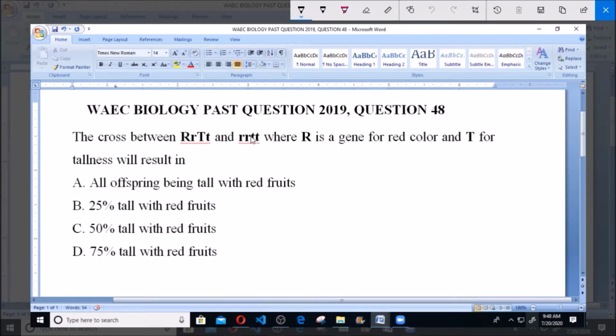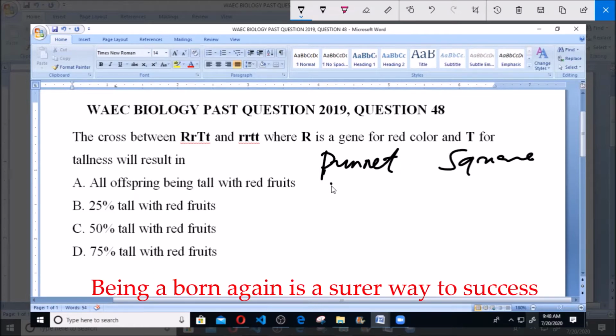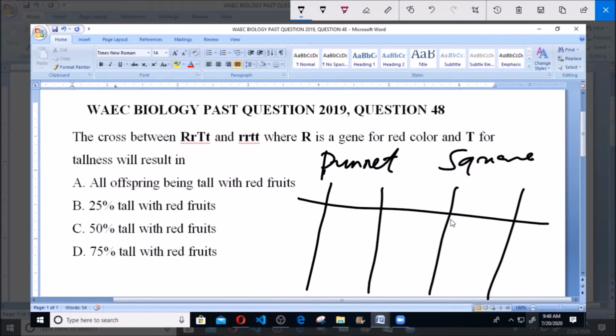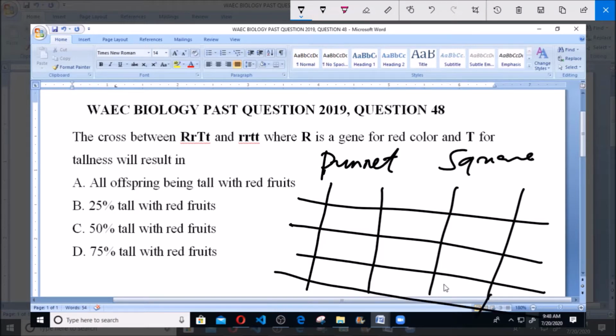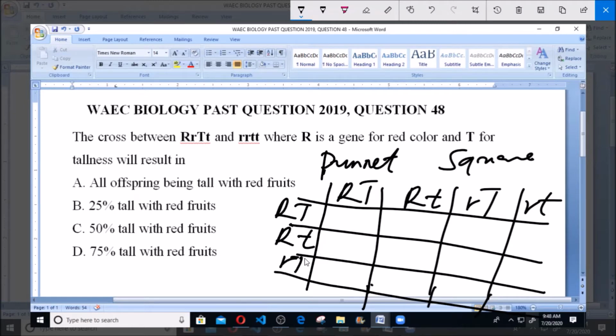Now when you're given a question like this and you see multiple alleles, you use the Punnett square. In the Punnett square you have four boxes across the top, and similarly four down the side. Now this is how the Punnett square will look. So here we have RT, RT, RT, and RT, and similarly down the side we have RT, RT, RT, and RT. So when these two cross, you have what?